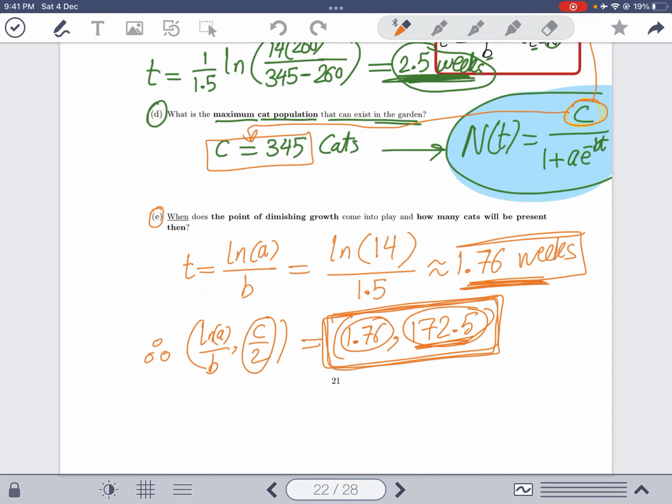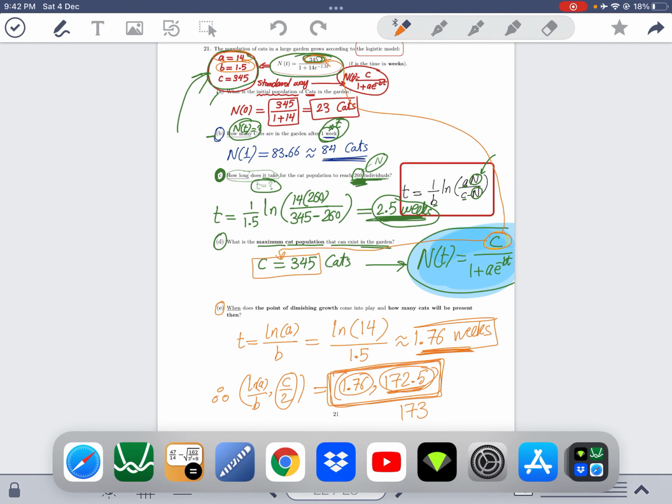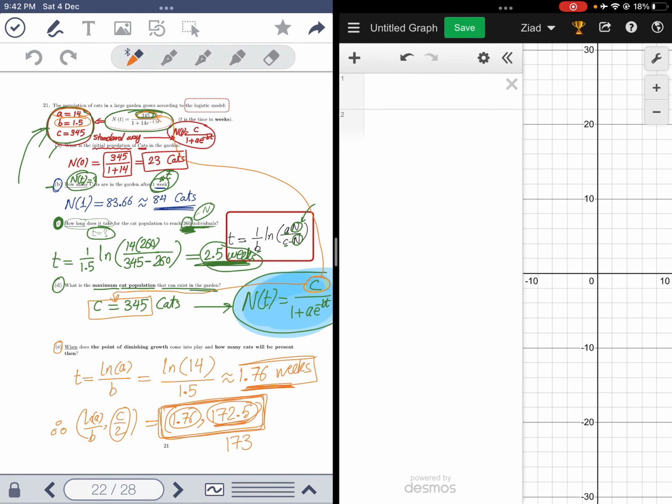If you want the right interpretation, you'll have 173 cats, and at that point will be the maximum growth rate of the cats. And this, I will show it to you in Desmos. It's important that you watch this.